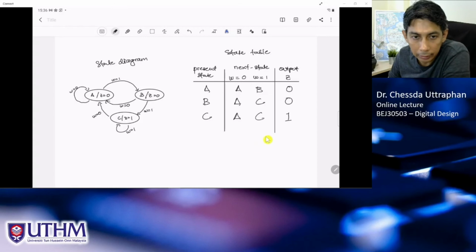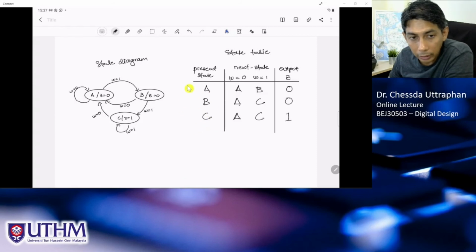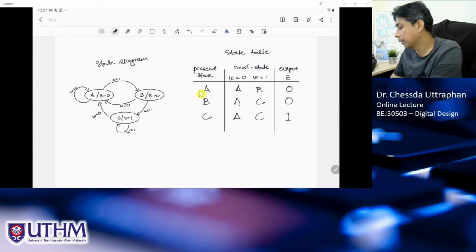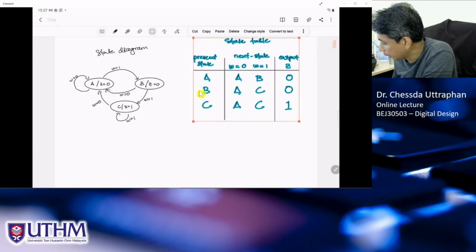And this state table is useful, but we cannot create this circuit yet using this state table. We need to represent this in digital numbers first in order to create this circuit. ABC is not a digital number, so we need to change this to a digital representation, right? So we need to have another kind of table.